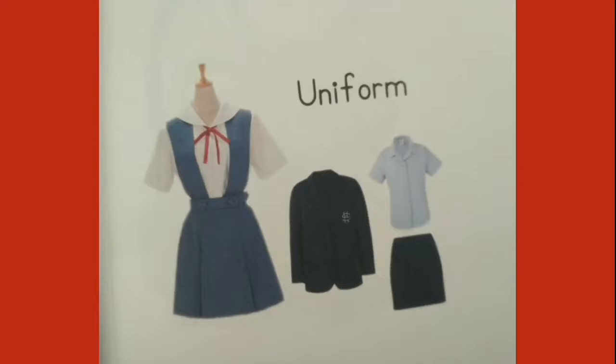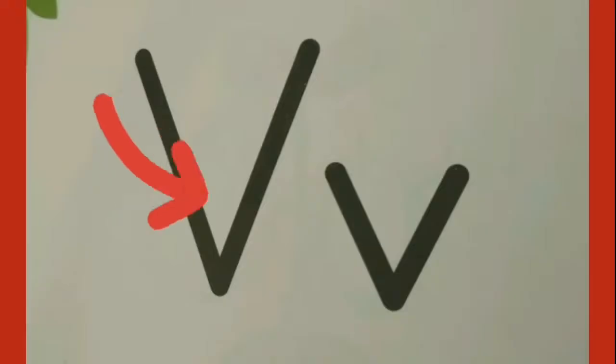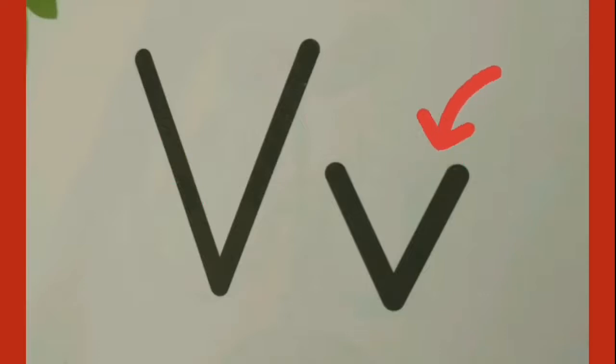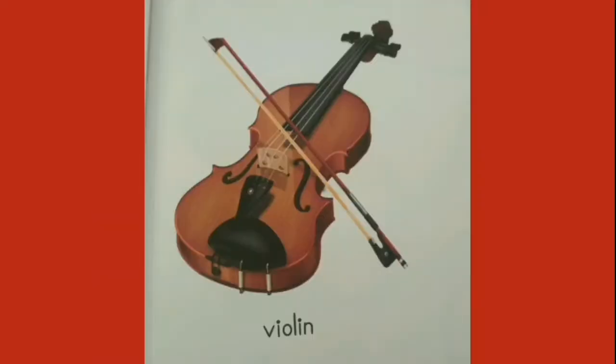Capital U, small u. U says U. U says A. U for uniform. U for up. Capital V, small v. V says V. V for vegetables. V for violin.